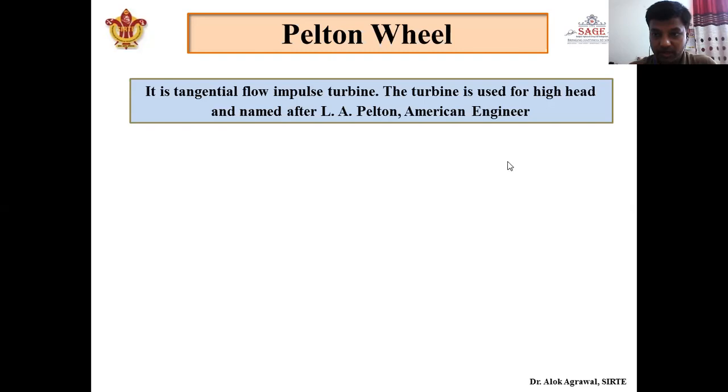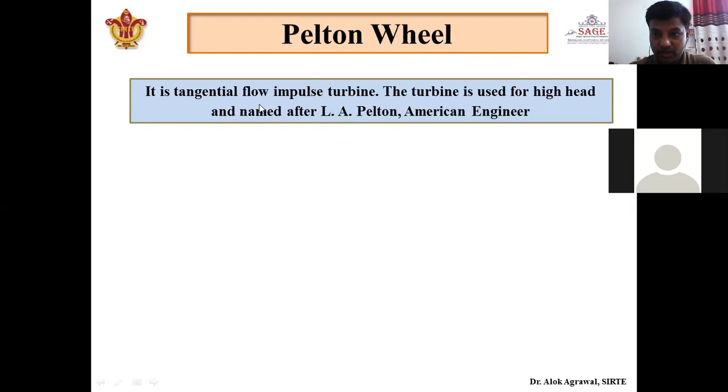So here we have seen why it is called tangential flow impulse turbine, because the jet will remain tangent to the rotor. It is called tangential flow turbine and the energy is associated with kinetic energy. The jet has energy associated with kinetic energy, and the inlet pressure and the outlet pressure remain the same, and that is equal to atmospheric pressure, and that is why it is called tangential flow impulse turbine.